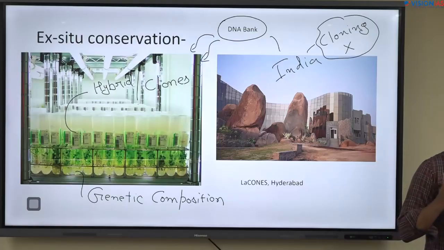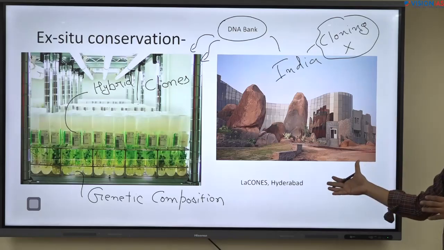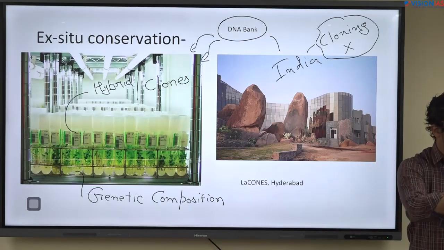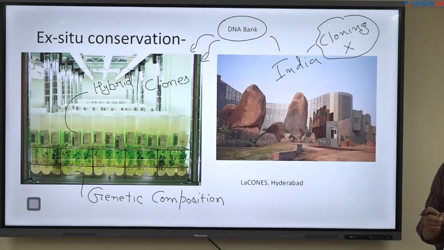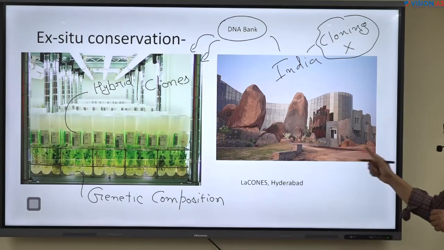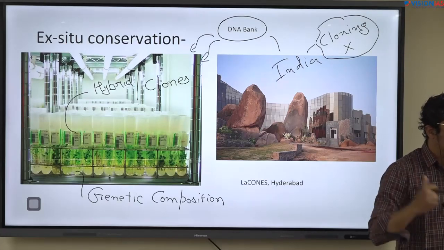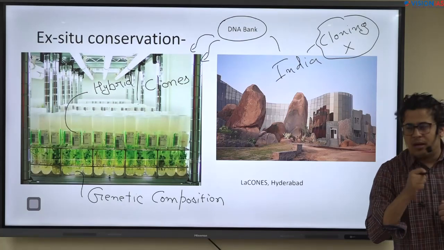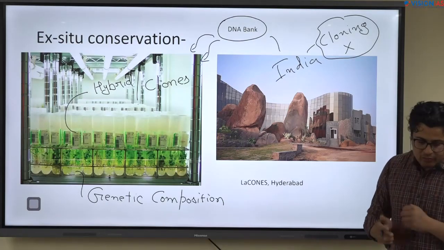This is your last option. If everything else fails, this is what you can do. Take the DNA from LaCONES, multiply their number, clone them when everything fails. So this is ex situ conservation, because you are conserving the species through a man-made intervention. This is not a natural process. Are you clear on this? Read about this DNA bank. Examples of ex situ: DNA bank.